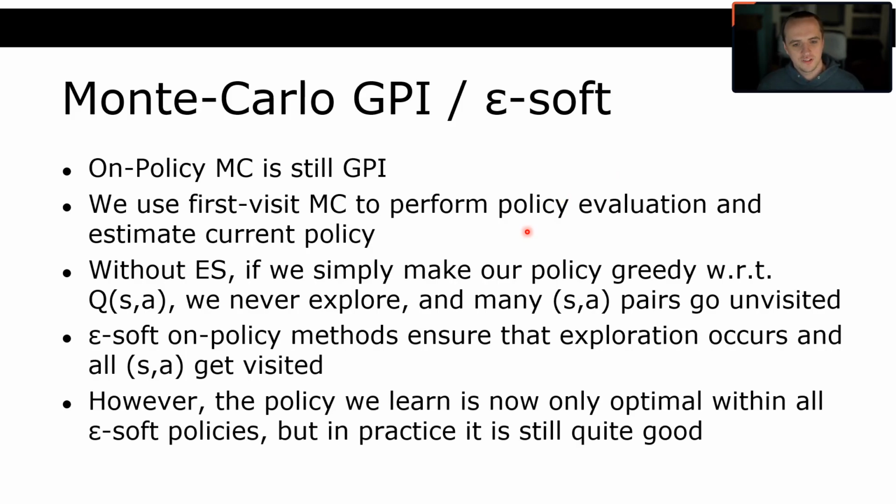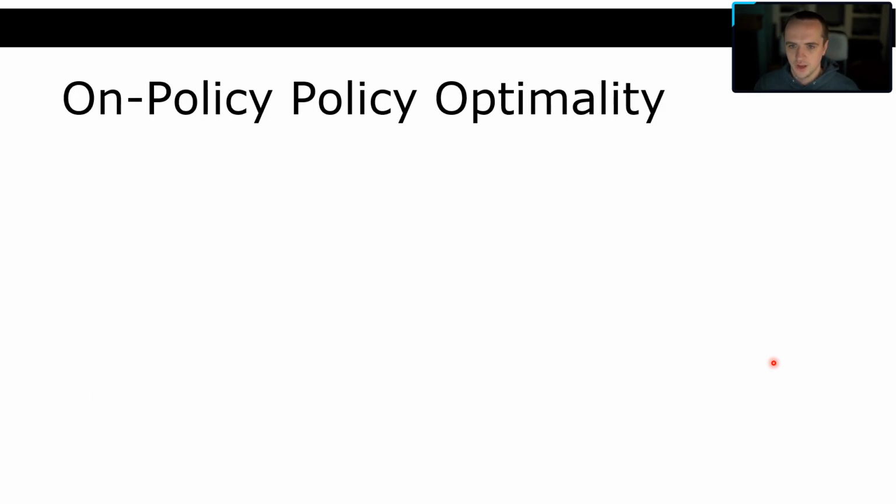But what happens is, now that we're learning using random actions and exploring starts, the policy that we learn is only optimal within all epsilon-soft policies. But in practice, it's still quite good. So what that means is, with this method, we may not learn the exact optimal policy, but we're getting something close to the optimal policy. Okay.